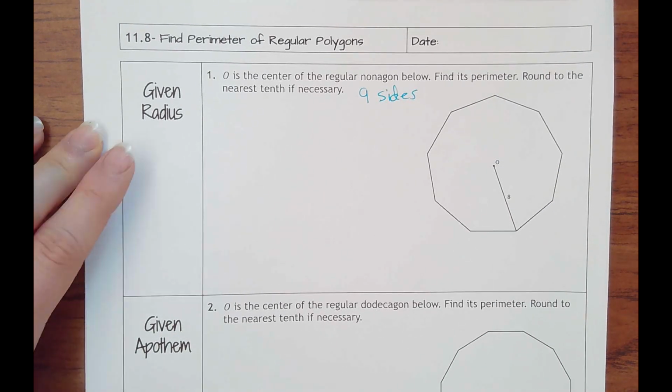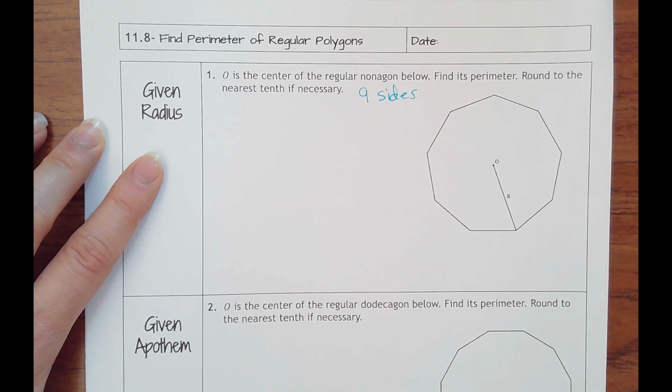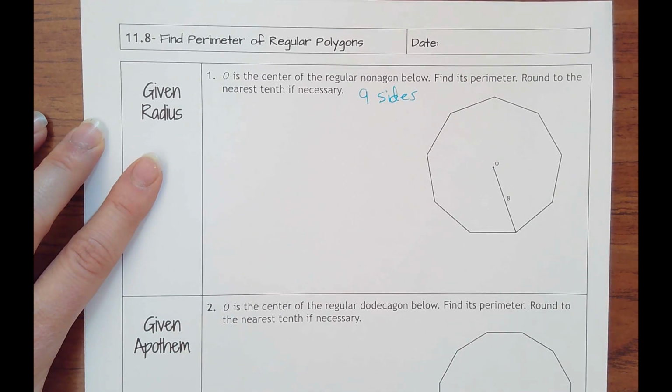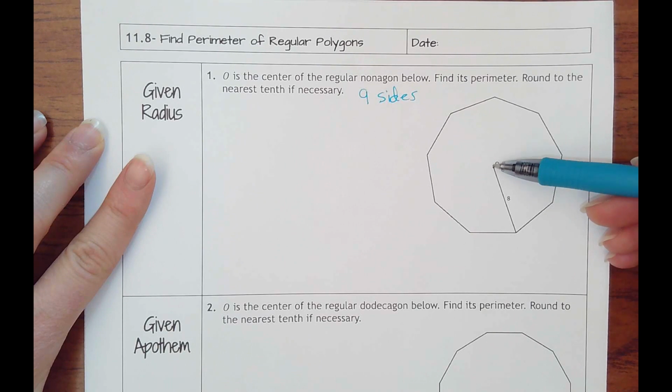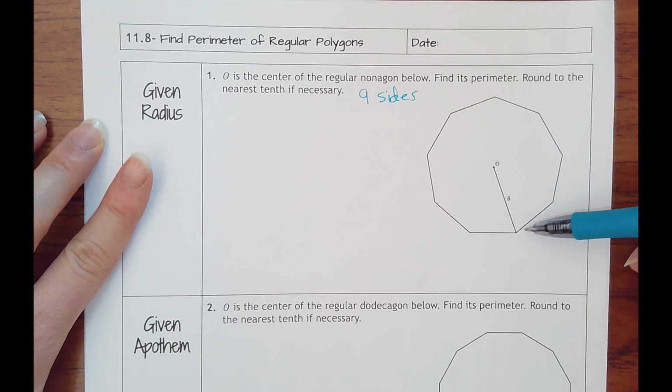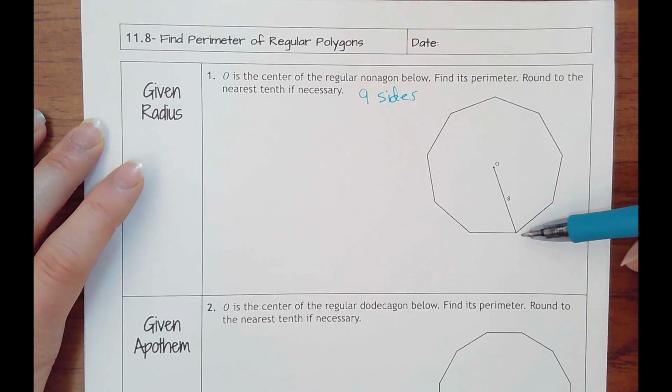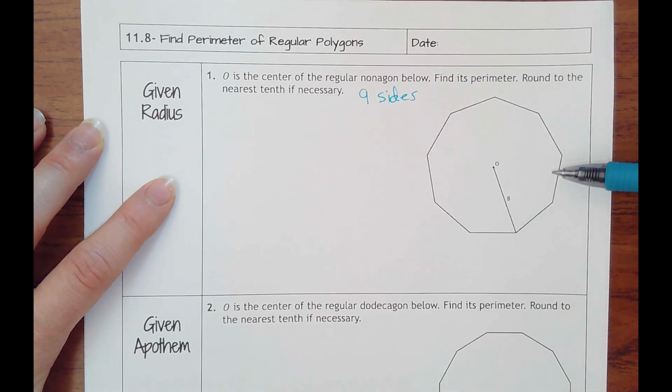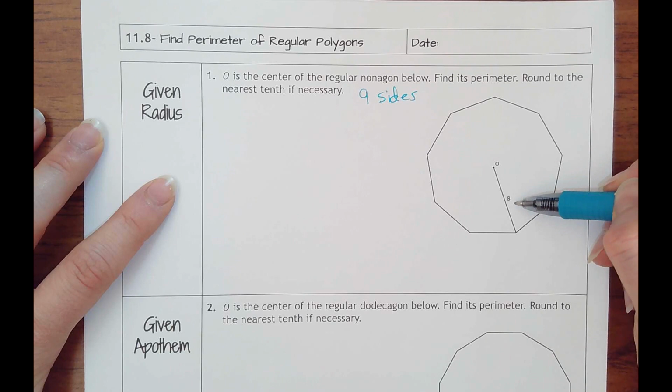So what they're giving us right now is a radius. Believe it or not, besides a circle, other shapes can technically have a radius. It's from the center to one of these vertices, or these edges where the two sides meet. That's called a vertex. And they tell me this is 8.